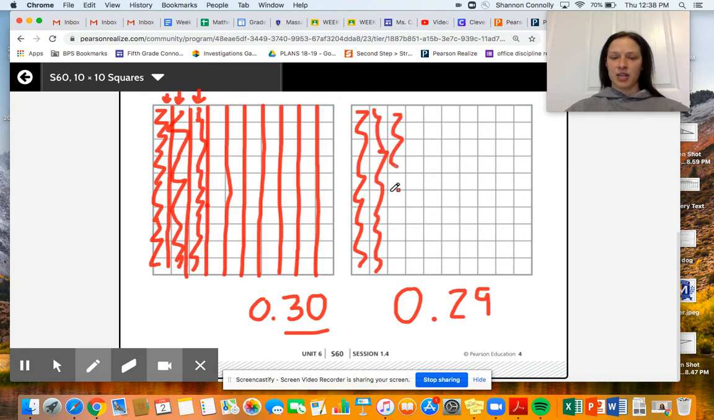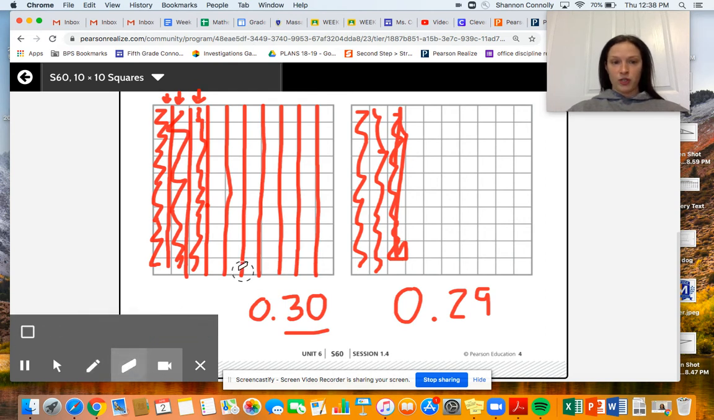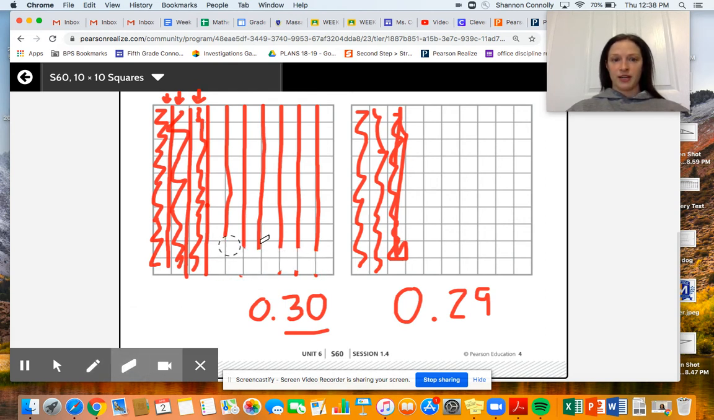And then I'm going to shade in 9 hundredths. Stop there. Okay? So when we think about which decimal is greater, let me get rid of all this extra jazz over here. When we think about which decimal is greater, it's actually 3/10 that is greater. Okay, so let's think about how we can figure this out.